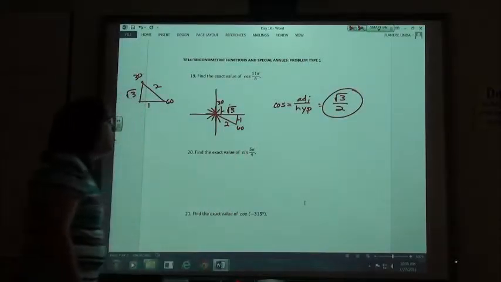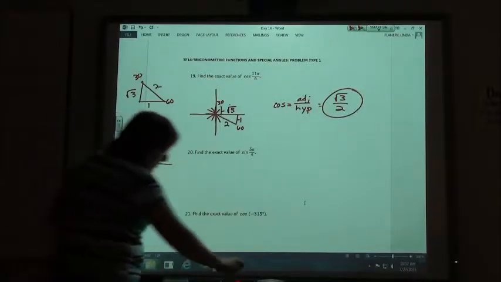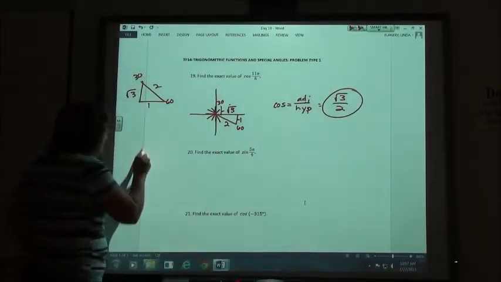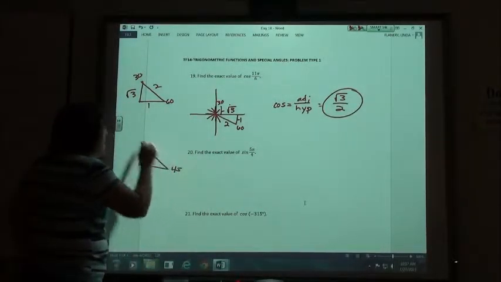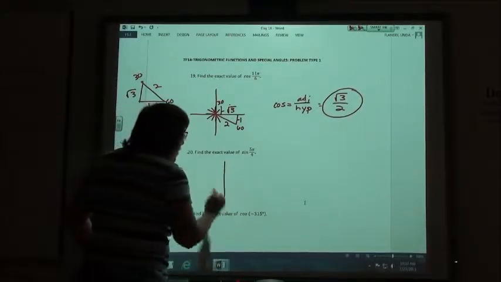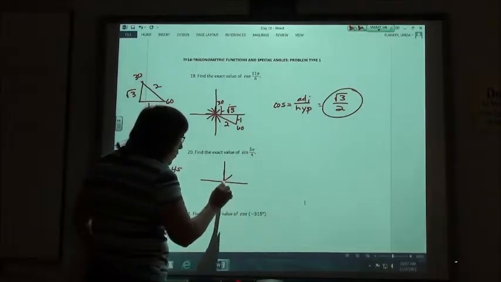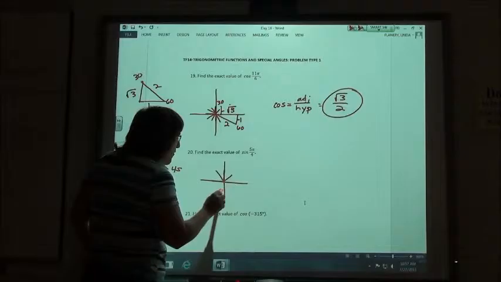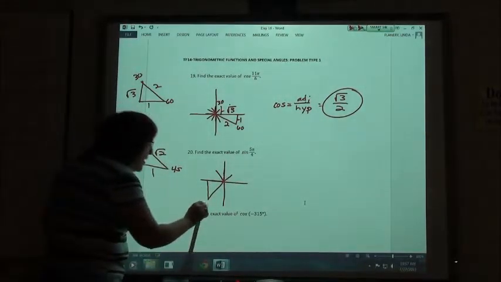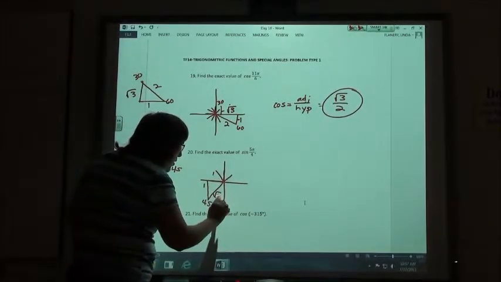Here we're doing 5 pi over 4. Since it's over 4, we know that it's a 45, 45, 90. So if it's a 45, 45, 90, we've got 1, 1 in the square root of 2. Figuring out where that's at. 1 pi over 4, 2 pi over 4, 3 pi over 4, 4 pi over 4, 5 pi over 4 ends up being over here in quadrant 3. We know it's a 45, 45, 90, so 1, 1 and the square root of 2.